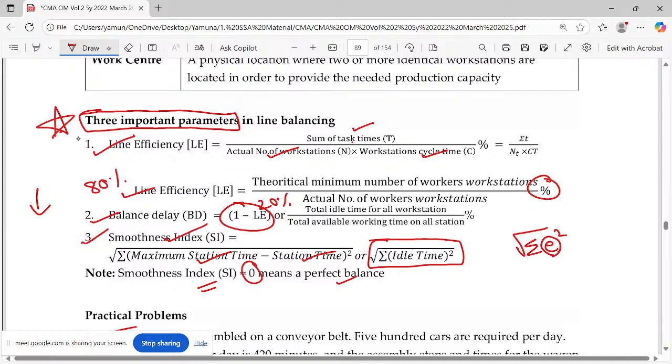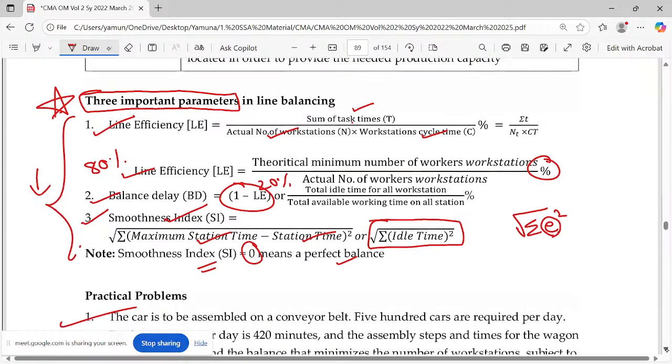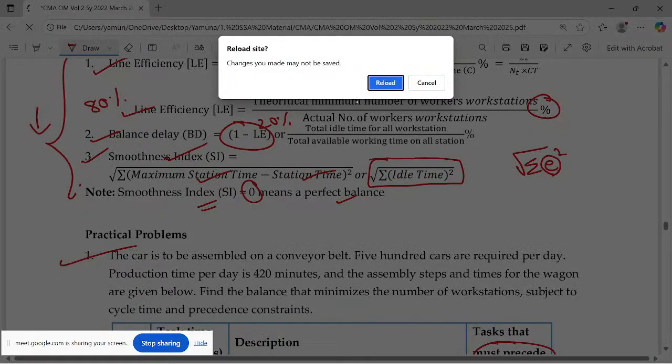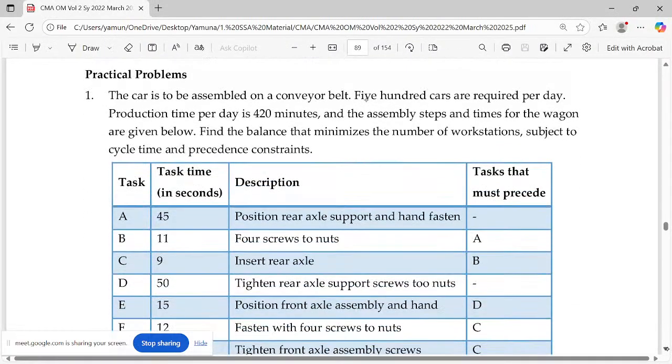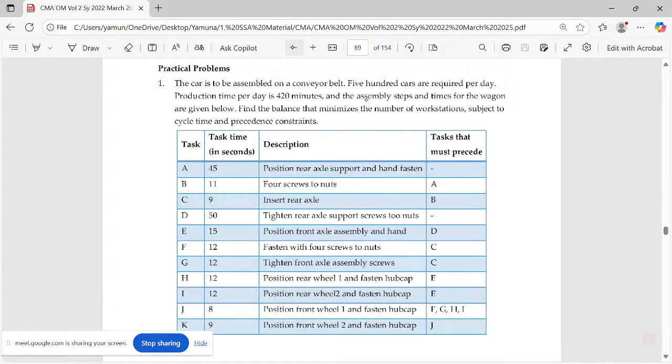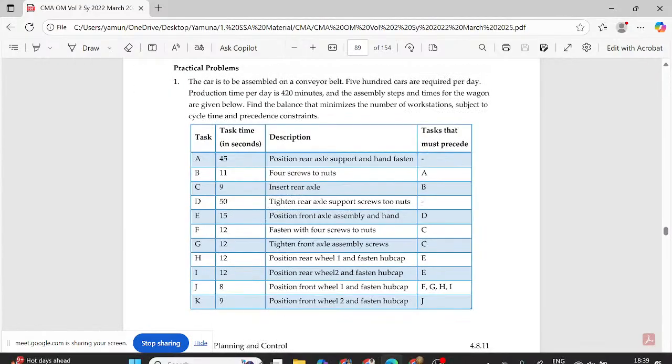So with the help of this, let me take over the problem. Let me go over the problem directly. Let's go for the question once. I want to go for the board work.